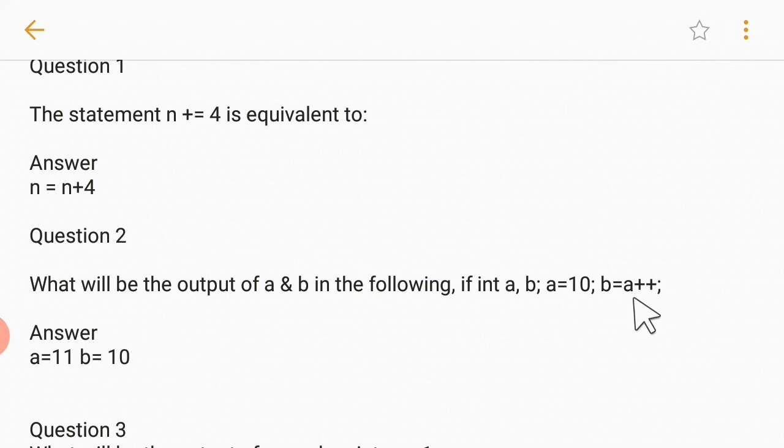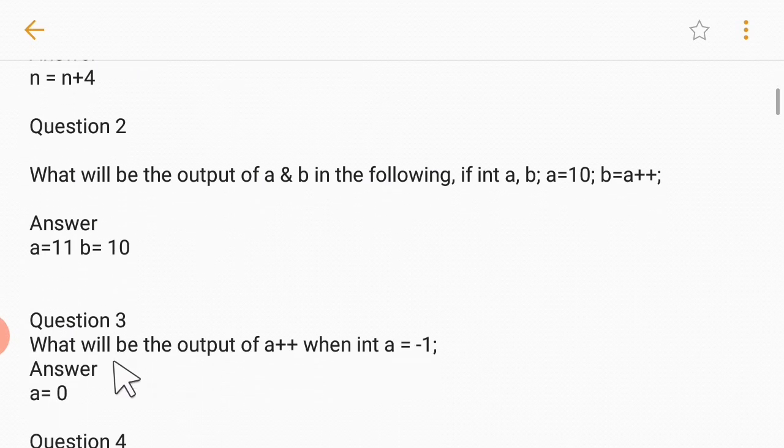That means first A will be assigned to B, and the original value of A is right now 10. So B will contain what? B will have 10. And after the assignment, A is being increased. So here A will become 11. So what will be the output, or the values of A and B? A will be 11 and B will be 10.